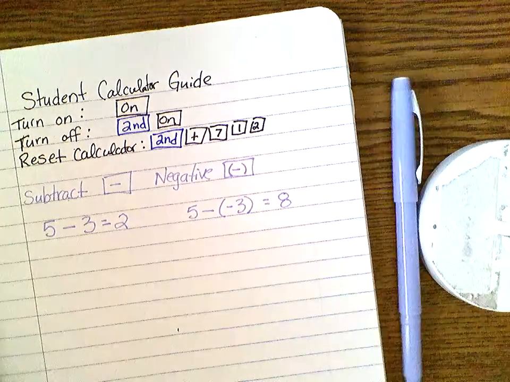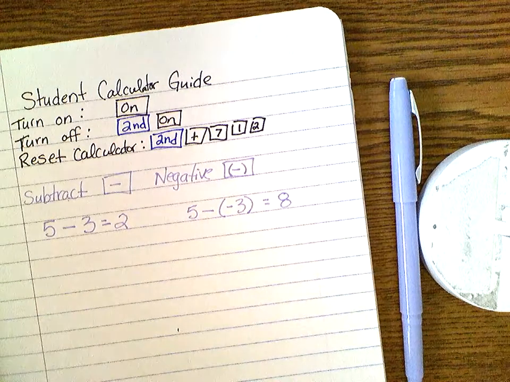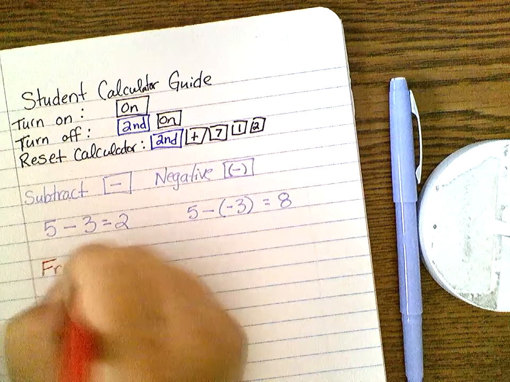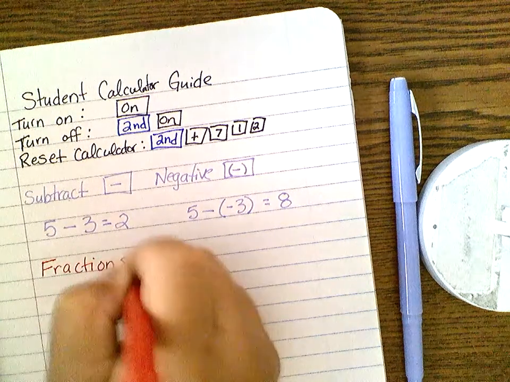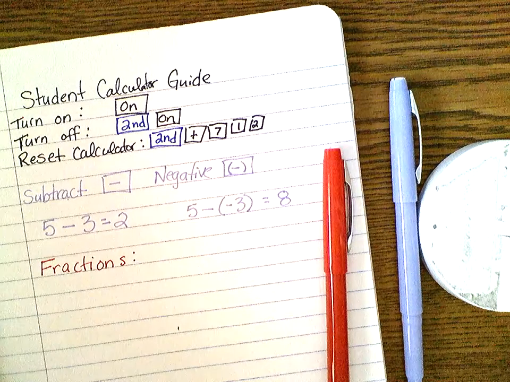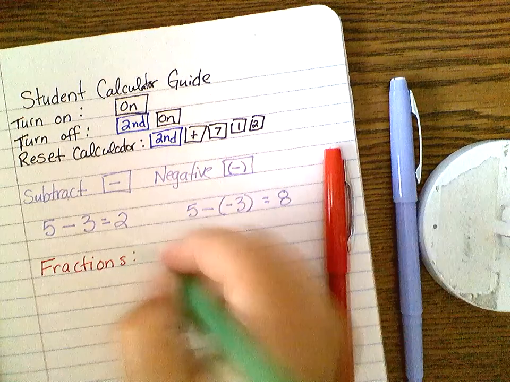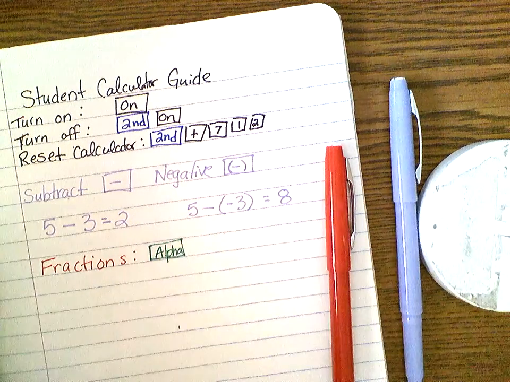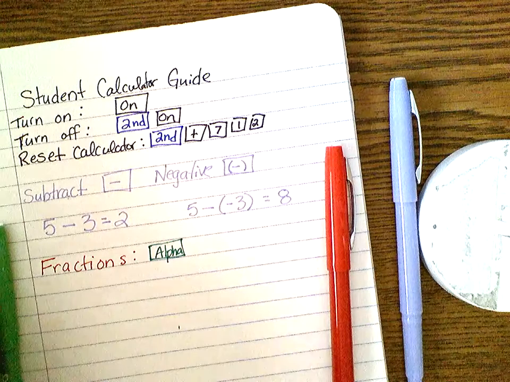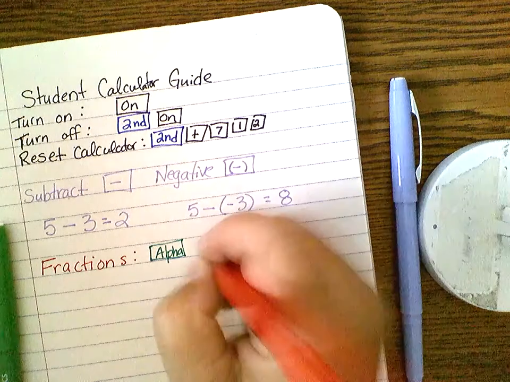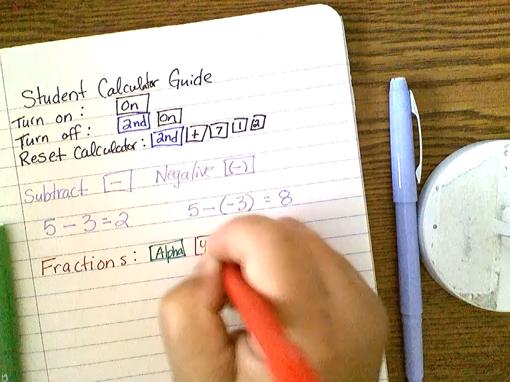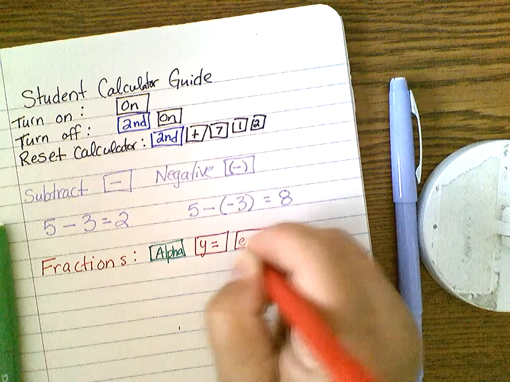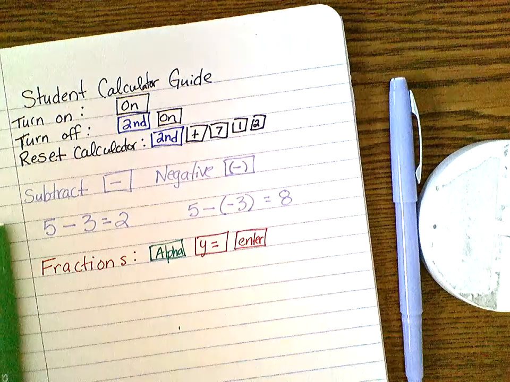Okay, let's move on to fractions. To enter a fraction in the calculator, you will use a green button that says alpha on it, and you will use the y equals button. And enter for 1 usually, okay?